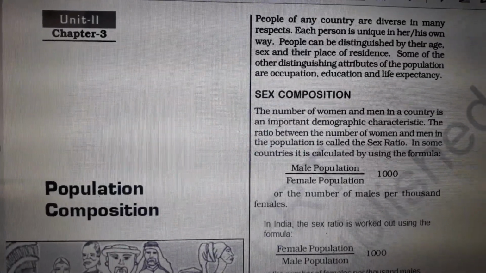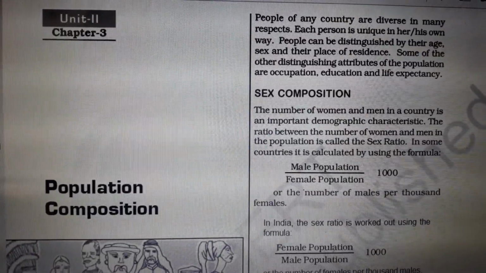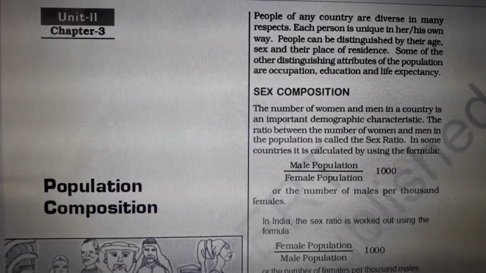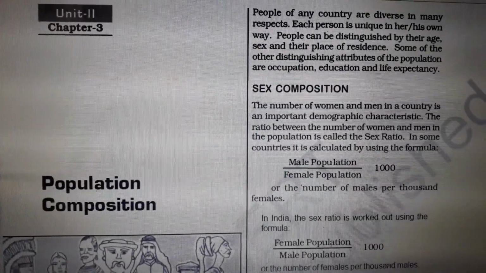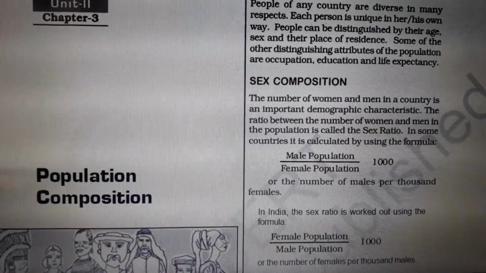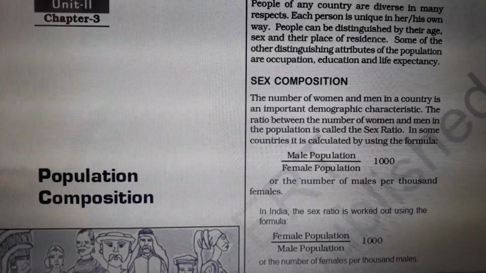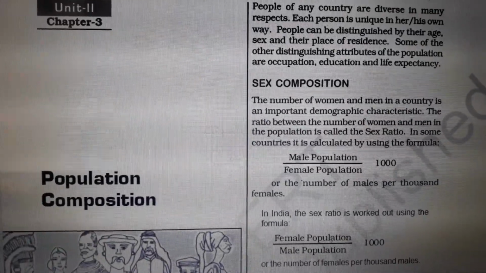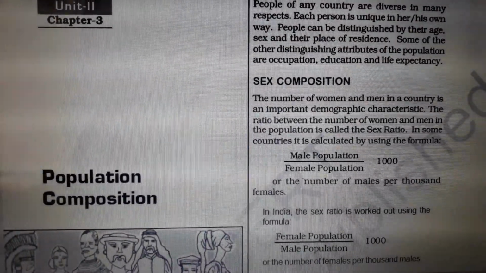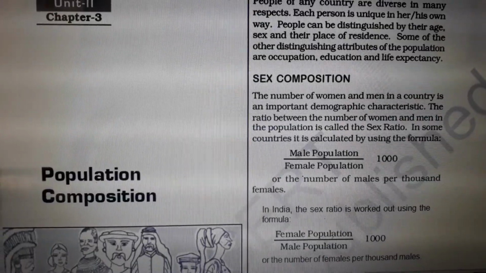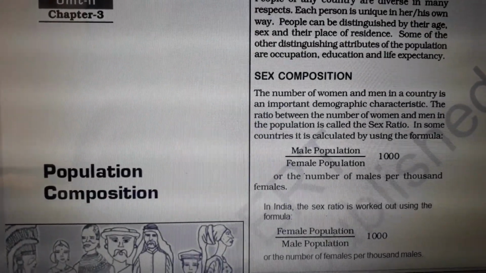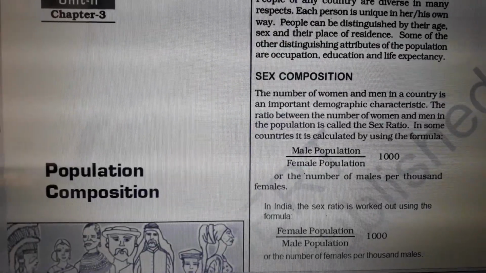What do you mean by sex ratio? The number of females per thousand males is called the sex ratio in India. This varies from country to country. In India we calculate the number of females divided by the number of males into 1000. But some European countries, like Latvia, calculate the number of males divided by the number of females per 1000 earlier, but now they are calculating per 100.